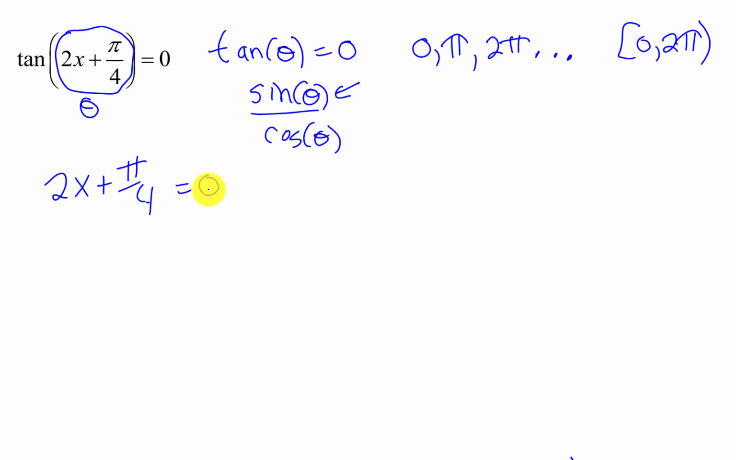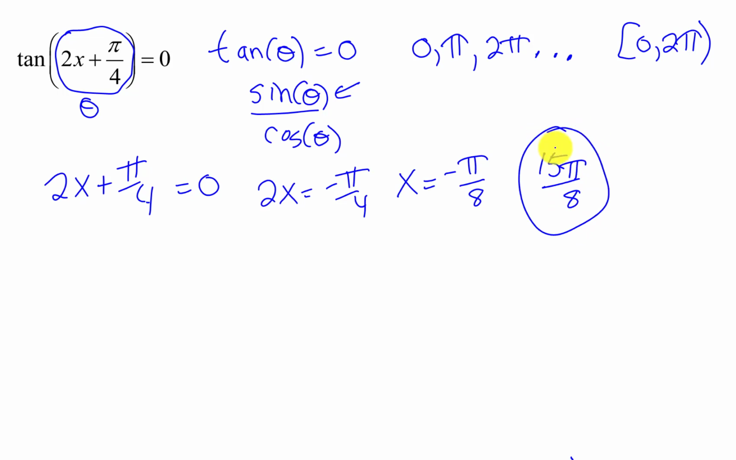The first one is 0. Let's solve this for x. So we've got 2x equals negative pi fourths, and x equals negative pi eighths if we divide both sides by 2. Now that is not between 0 and 2 pi, but I could find something coterminal to that by adding a loop around the circle, which is 16 pi eighths, and we get one solution, which would be 16 pi eighths minus pi eighths, which is 15 pi eighths. So there's one of our solutions.